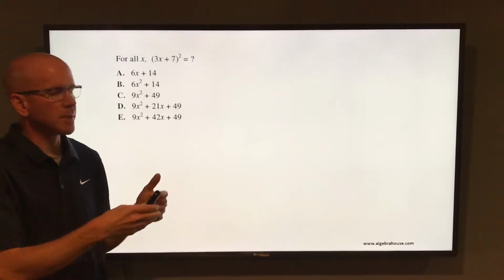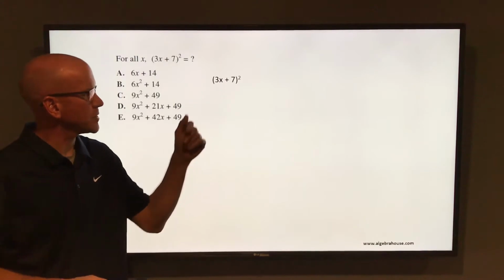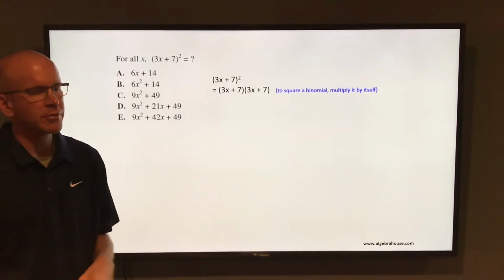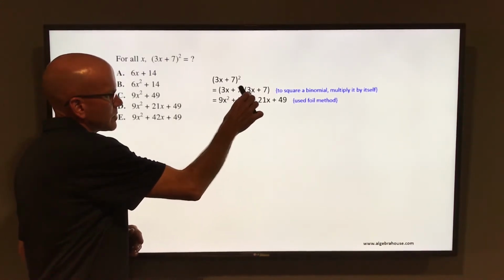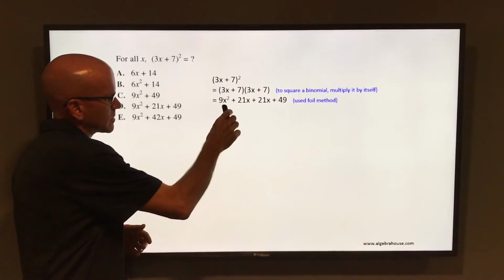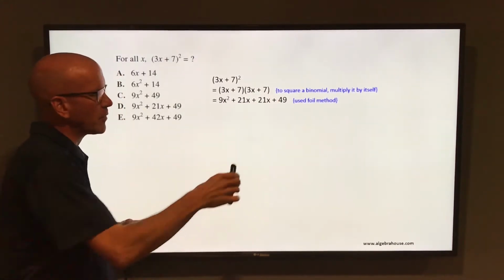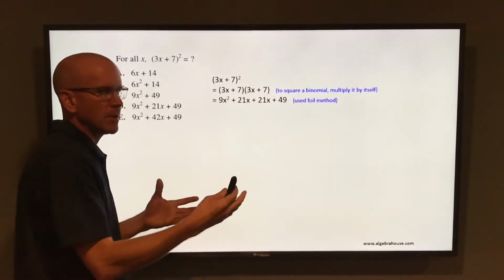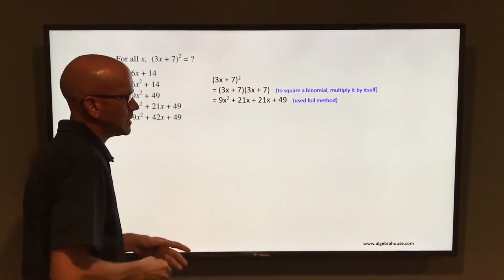Whenever you square something, anything, you're multiplying it by itself. So you need to take that 3x plus 7 and multiply it by itself. Now you know what to do. It's the FOIL method of distributive property. Take the first term, so you're distributing the 3x to the 3x, that is 9x squared. Distribute the 3x to the 7, or the outer terms of the FOIL method, that's 21x. Then distribute the 7 to the 3x, or the inner terms of the FOIL method, is 21x. And distribute the 7 to the 7, that is 49.